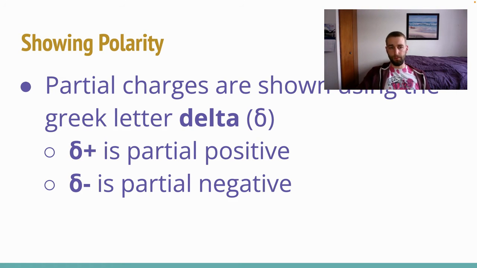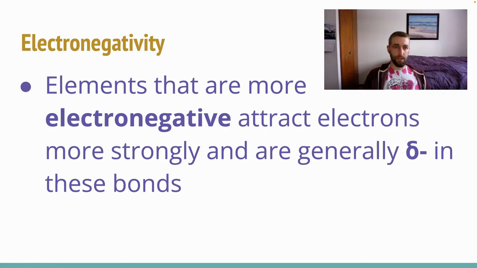So the one that pulls more strongly is going to have a delta minus and be a little bit negative. The one with the weaker pull or the lower electronegativity is going to have a positive charge because it doesn't have as much pull on those electrons. So you can probably guess this is from like a long time ago, but yep, check it out, still relevant. That's why I love chemistry.